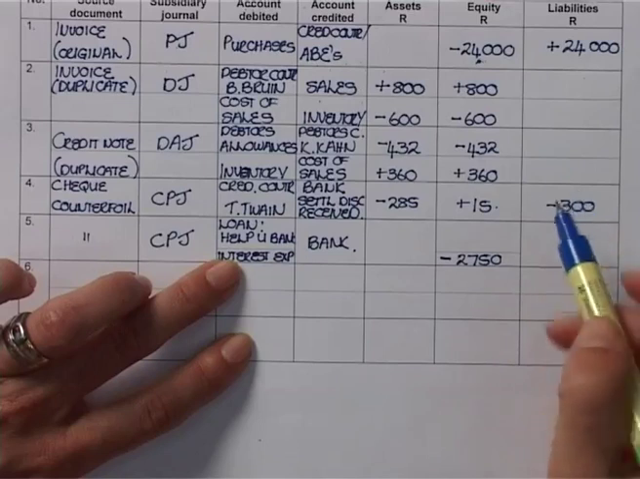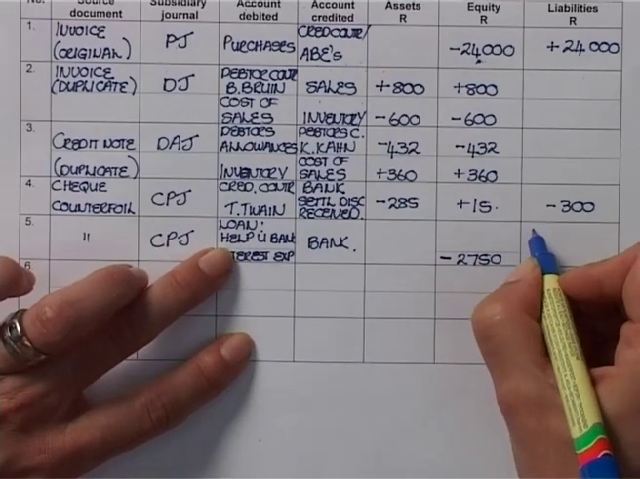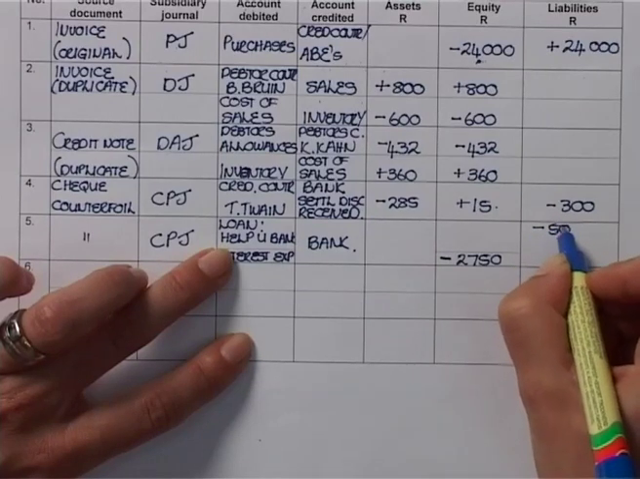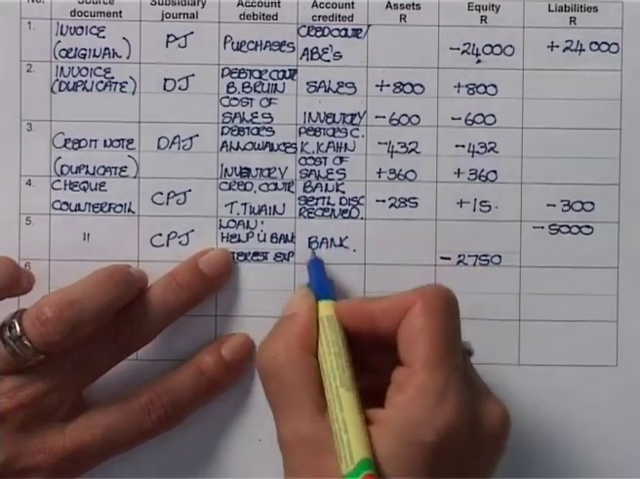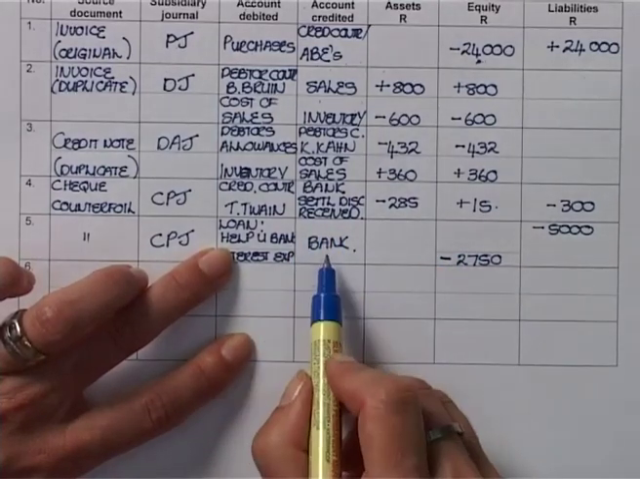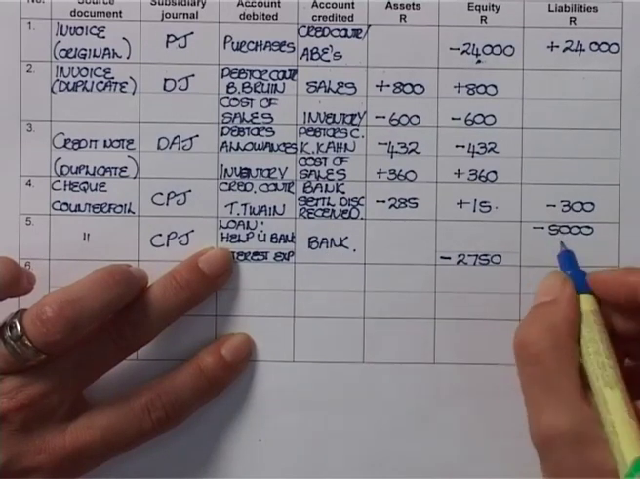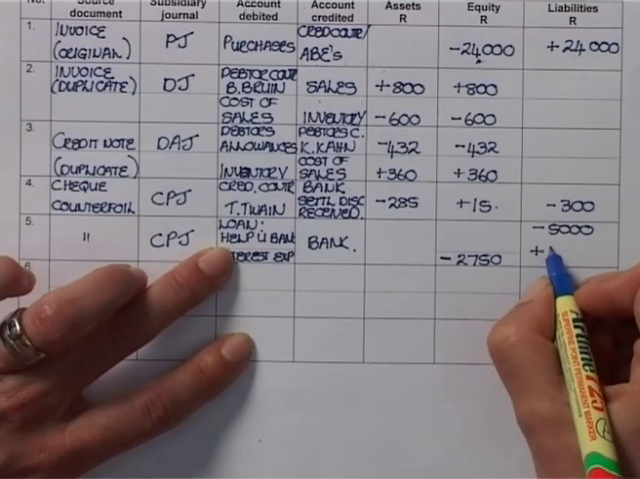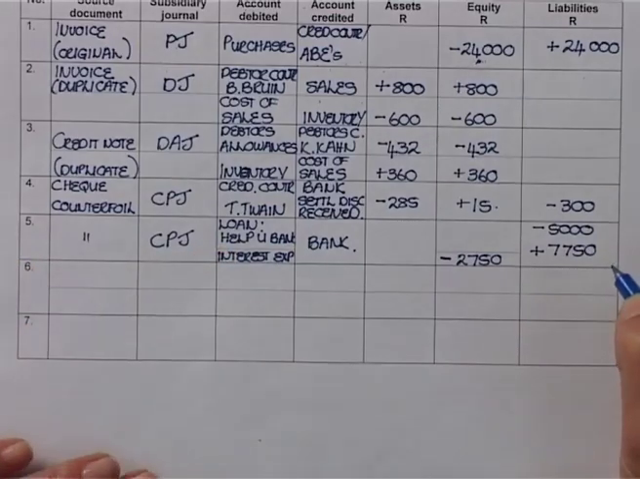The installment of the loan from the bank will make us owe Help You Bank less, the 5,000 Rand. But now because bank over here had an unfavorable balance, it was overdrawn, I will also owe, in terms of my current account, the bank 7,750 Rand more.